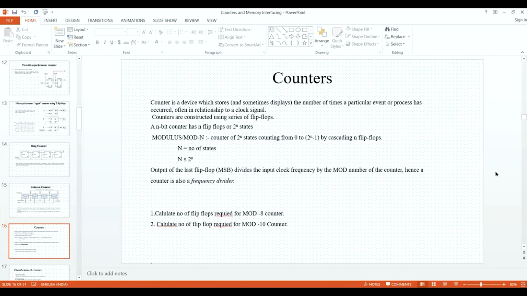I hope everybody is clear. What is the operation? What is asynchronous? What is synchronous? What is feedback? How can we differentiate between different types of counters? Now let's talk about the design of this.